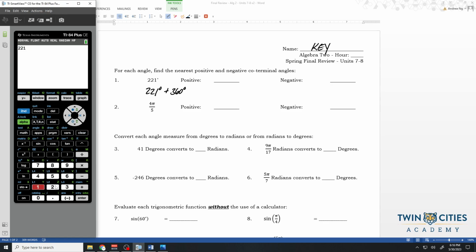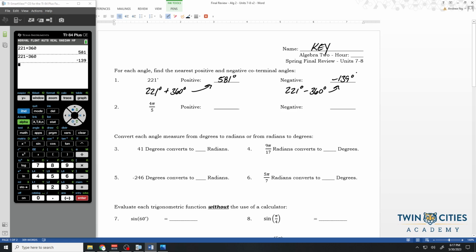So 221 plus 360 is 581 degrees. This is coterminal to 221 degrees. To find something that's negative, we're going to start with 221 degrees again, but this time let's subtract a full circle. So I'm going to subtract 360 degrees. So 221 minus 360 is negative 139 degrees.